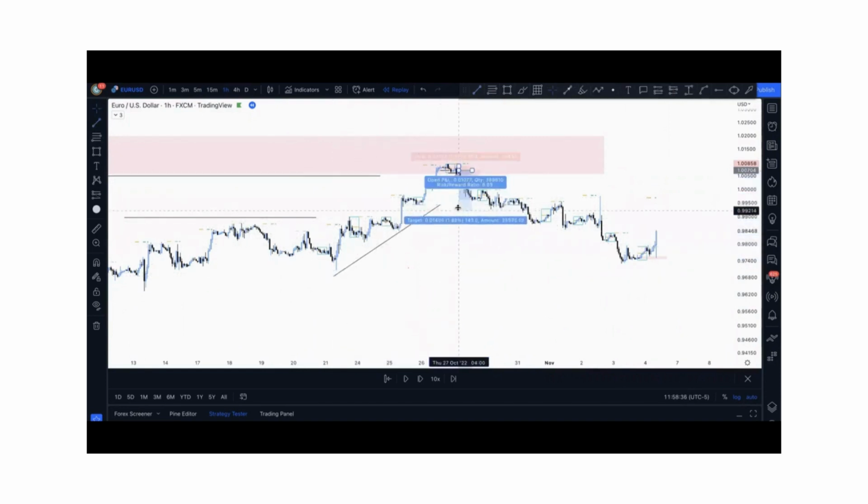It is possible that the price will go down here, and one factor is the imbalance left on this bullish move. So it is considered that price can go down here to fill that imbalance, and the price did that in this move, right?